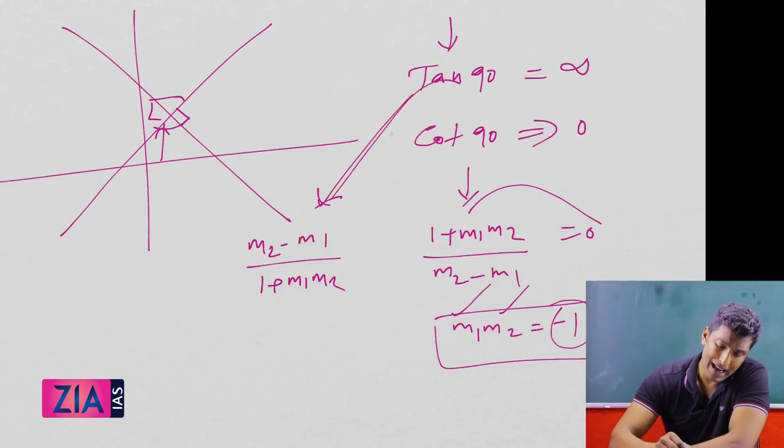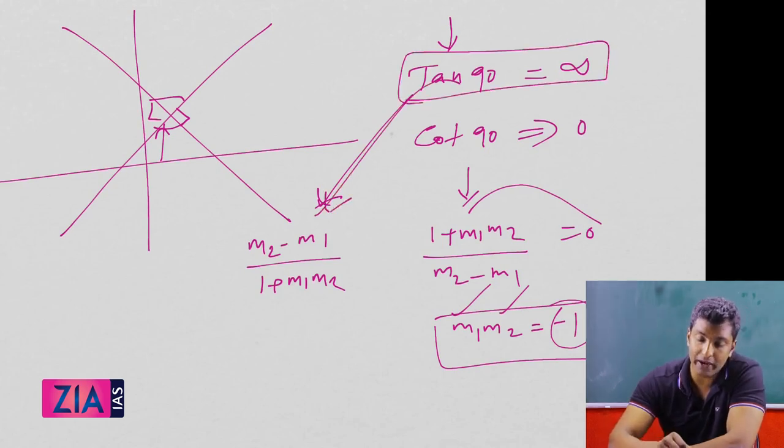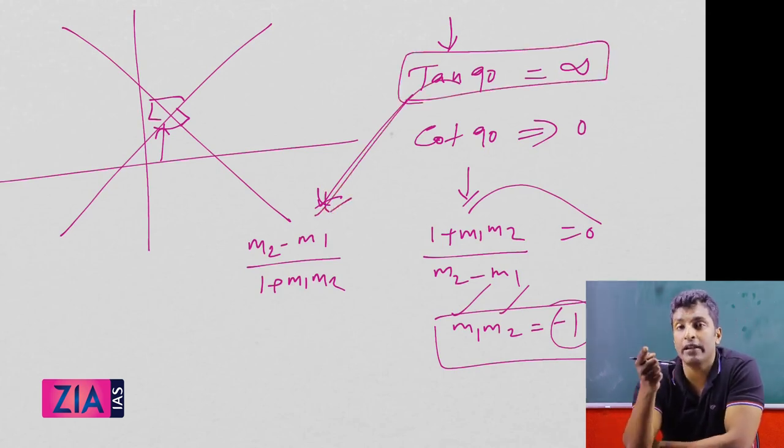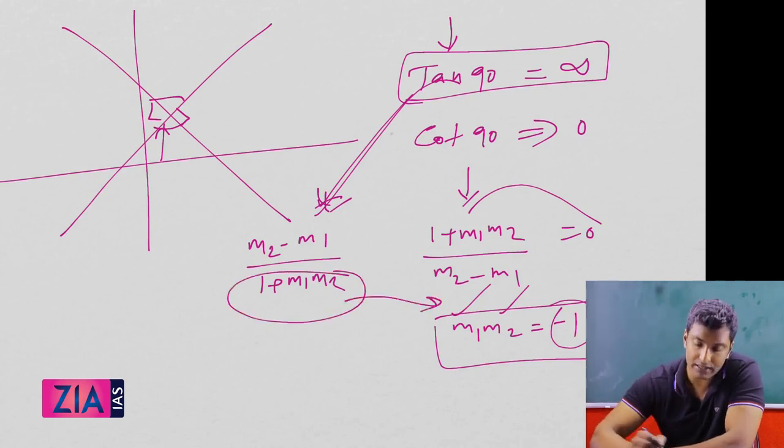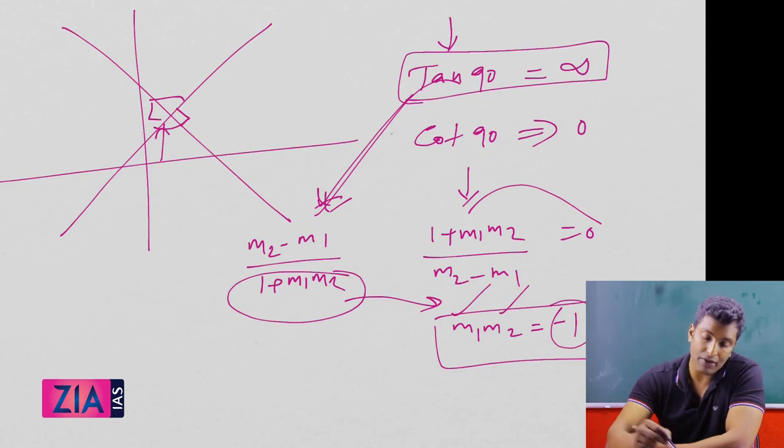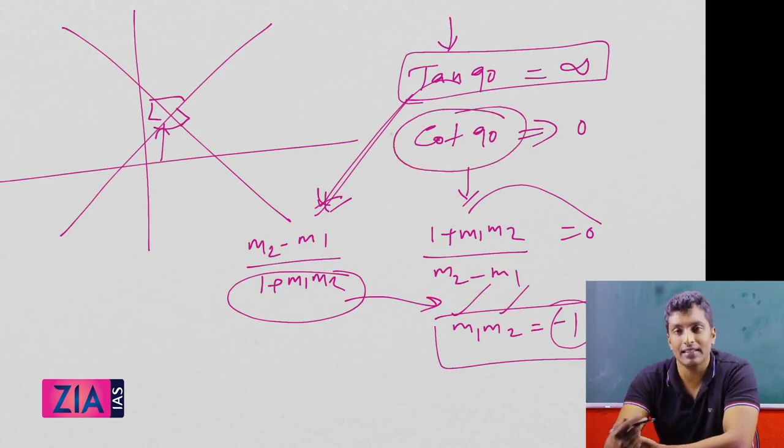Now from here also you can get it actually. Tan 90 is infinity, which means when it becomes infinity, the denominator is 0. So the denominator here is 1 plus m1 m2. You can equate that with 0 here also. But just to avoid the confusion, I wrote it as cot 90. Otherwise, directly also you can do this.